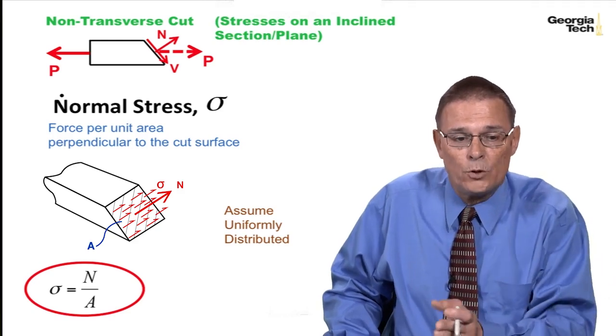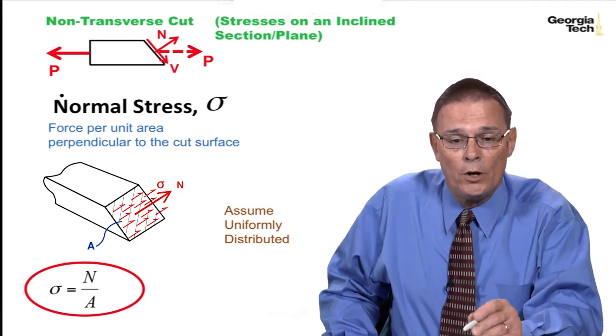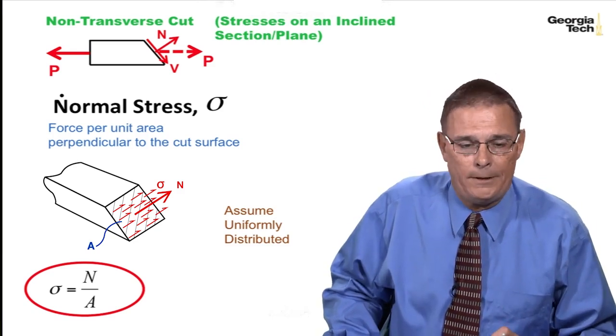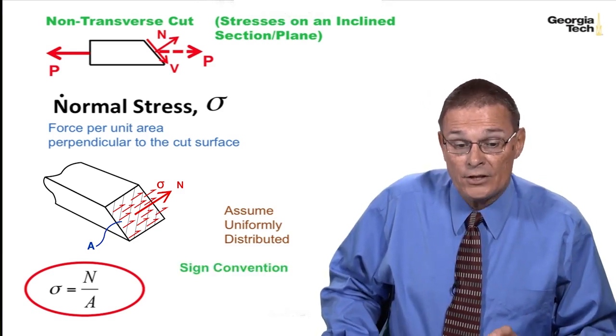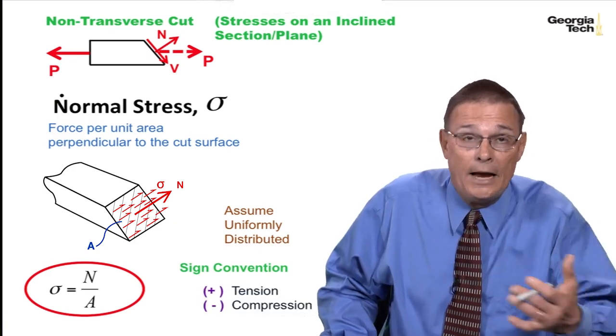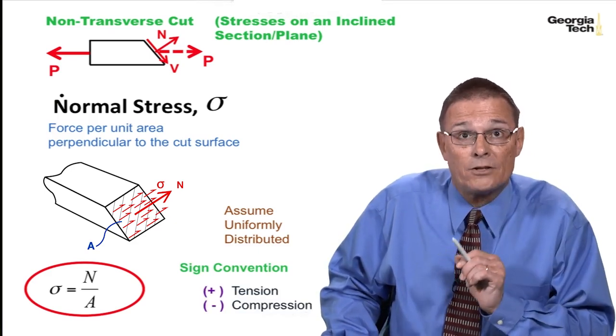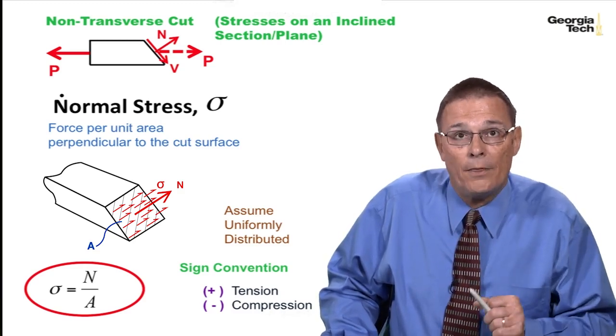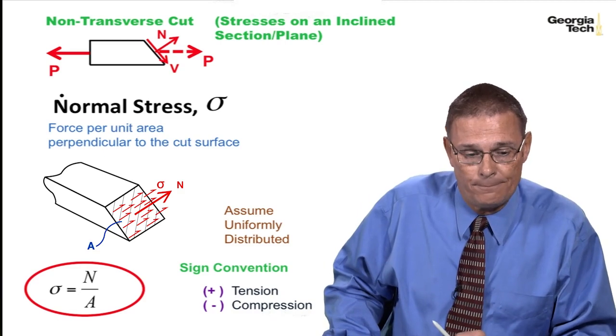And because we're doing a non-transverse cut, we also talk about this as being stresses on an inclined section or plane. And the sign convention will be that if the stresses are in tension and the force is in tension, that's a positive normal stress. If we're in compression, then that's going to be a negative normal stress.